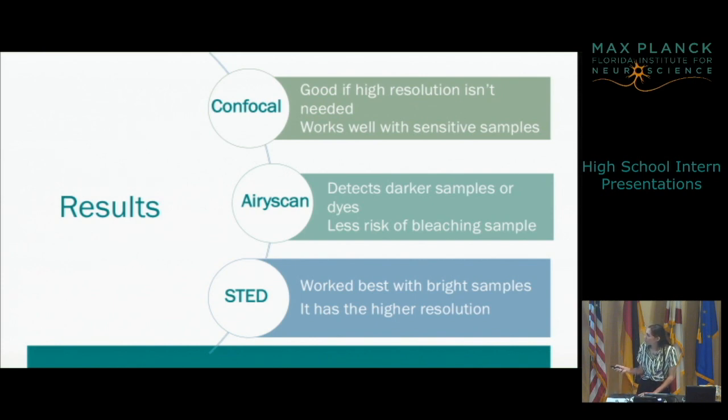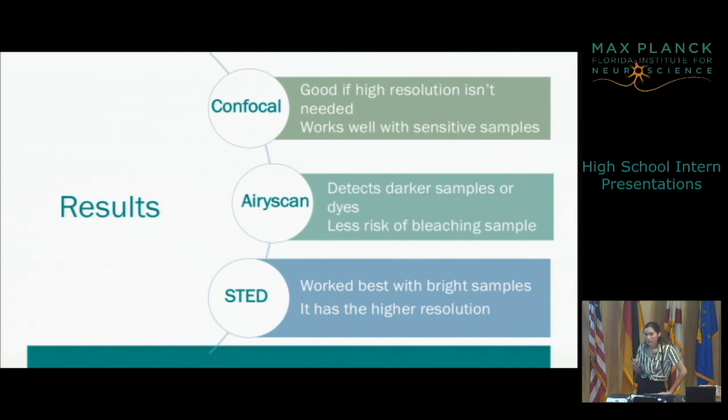Next, we have our Airyscan, which worked best with darker samples. We saw that, compared to the STED with our cytoskeletal filaments and that 488 dye, it was able to take the out-of-focus light that would be lost by the confocal and put it to the regions that were in focus. That way we could see deeper. It also reduced the risk of photobleaching because we were using multiple computer algorithms to get the out-of-focus light in there, instead of using a lot of laser power as we did with the STED.